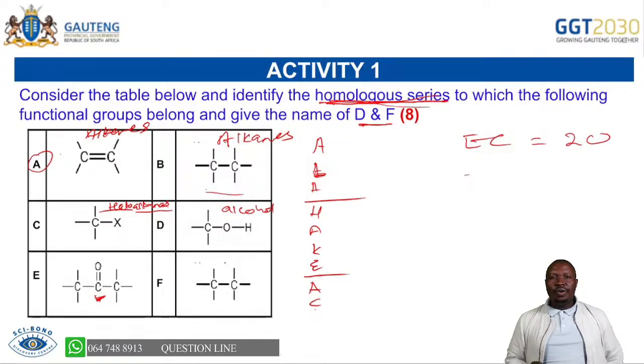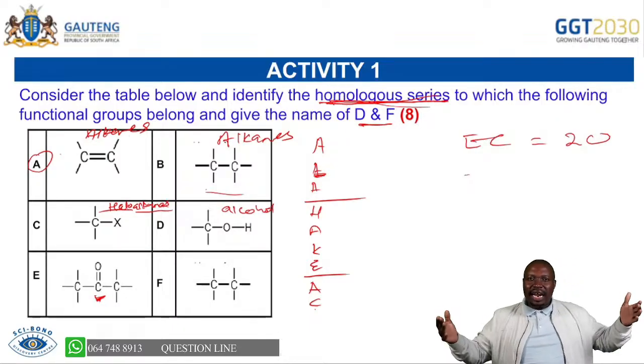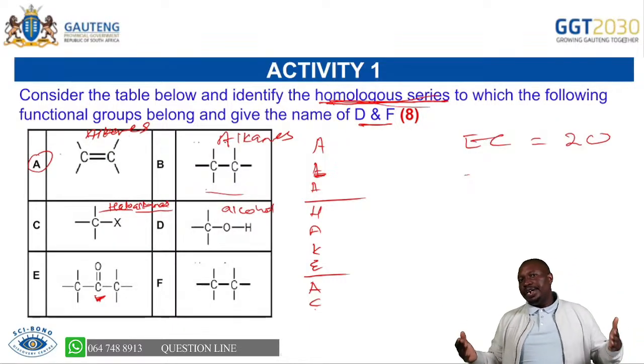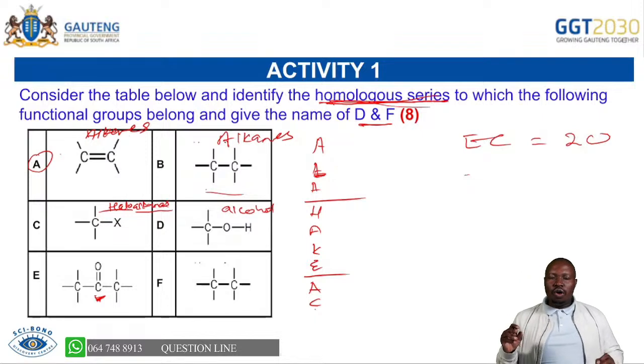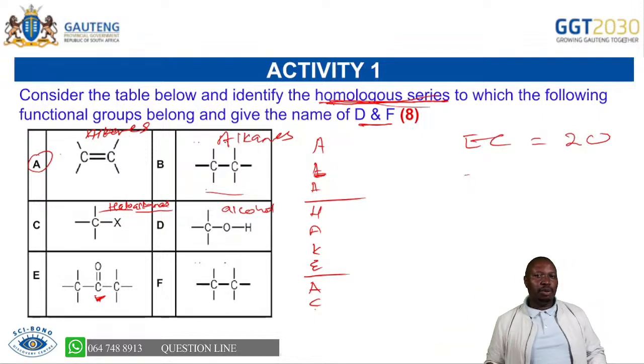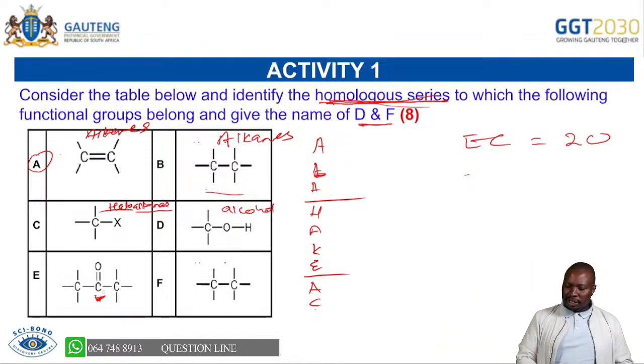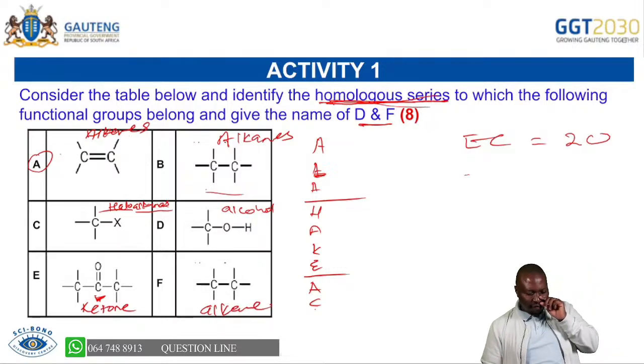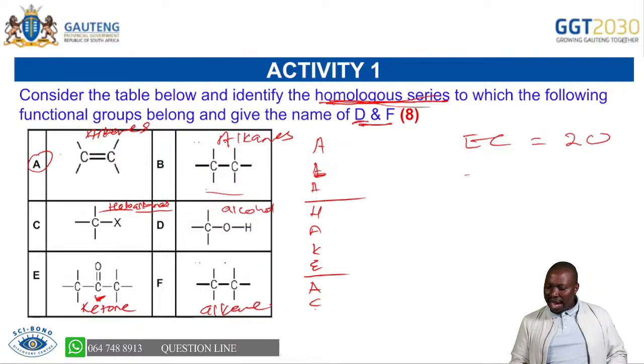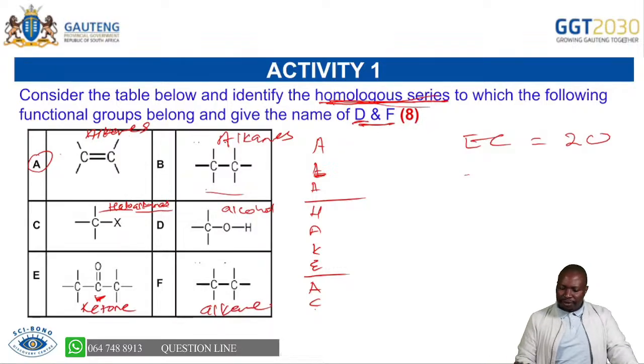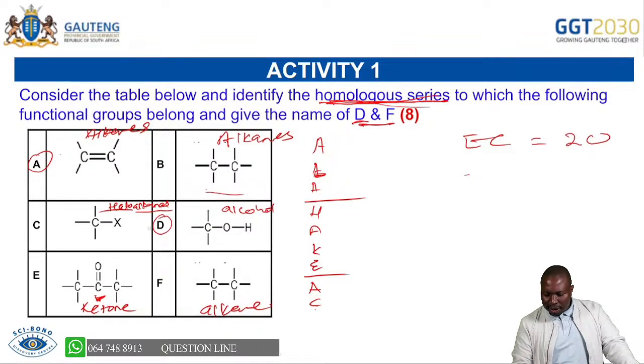So this one is either an aldehyde or a ketone. For a ketone, we said the C double bond O must be surrounded by 2 carbons. For an aldehyde, there must be a hydrogen bonded to the C double bond O. So you are able to see that this is a ketone. And then this one is an alkane, it's just a repeating question. They said we must give the name of D and F. The name of D is the hydroxyl group.